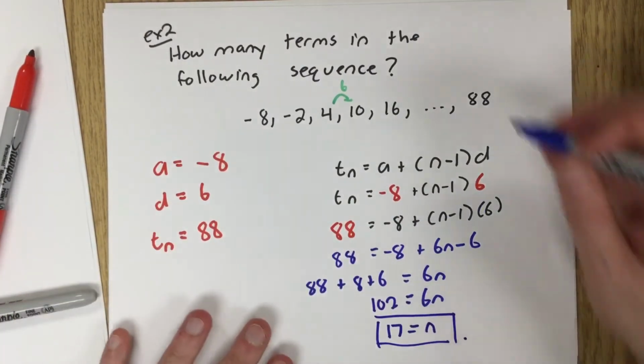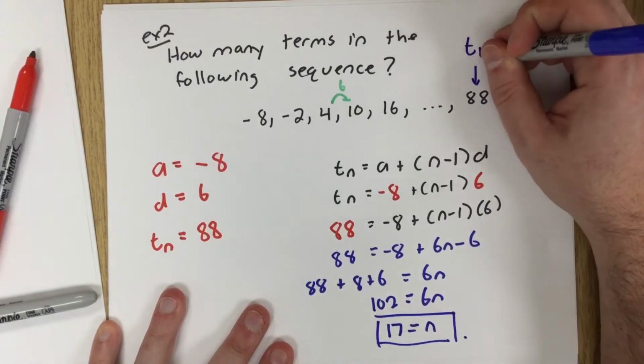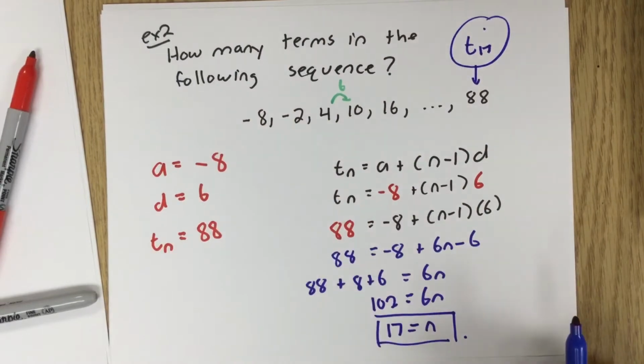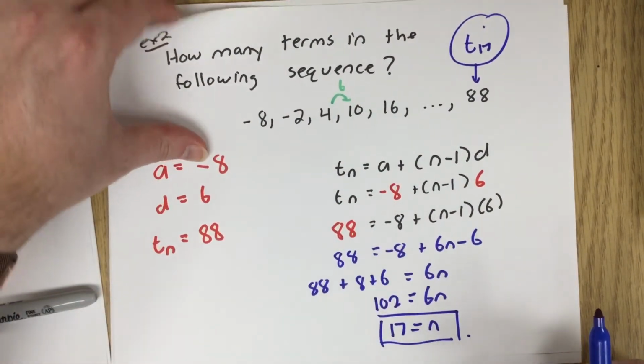So how many terms are there in the following sequence? Well, this term is the 17th term. So that means that there are 17 terms total in the sequence.